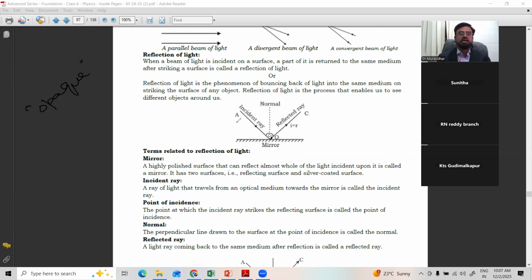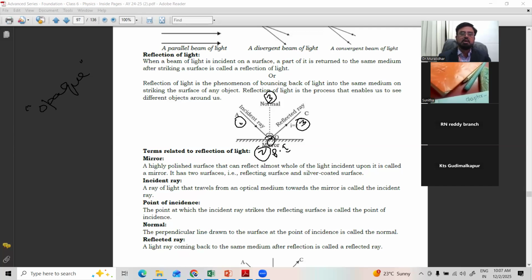We have seen the terms related to reflection also in the last class, like incident ray. So this is called the incident ray, number 1. Right. Then the point of incidence, this is called the point of incidence, where the light falls. Where we are focusing the light onto the mirror is the point of incidence. Normal is nothing but a perpendicular drawn from the point of incidence. Reflected ray, this is the reflected ray. See, right?